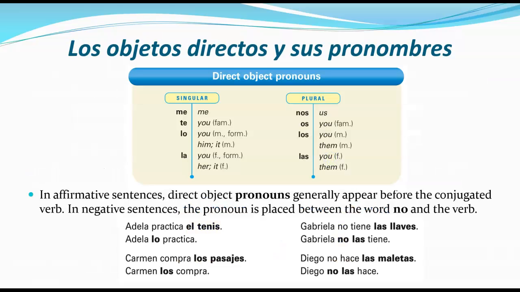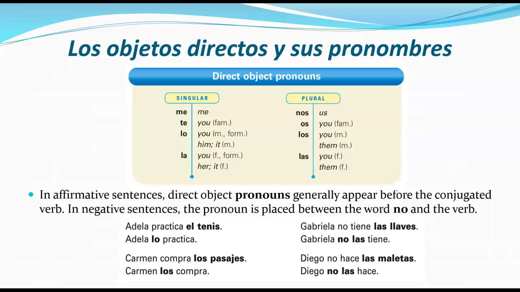So the direct object pronouns are me, te, lo, la, nos, los, and las. So it is important when we talk about things or other people, if it's masculine, it's going to be lo, and if it's more than one, los. If it's feminine, it'll be la, and if it's more than one, it's las. So in affirmative sentences, direct object pronouns generally appear before the conjugated verb.